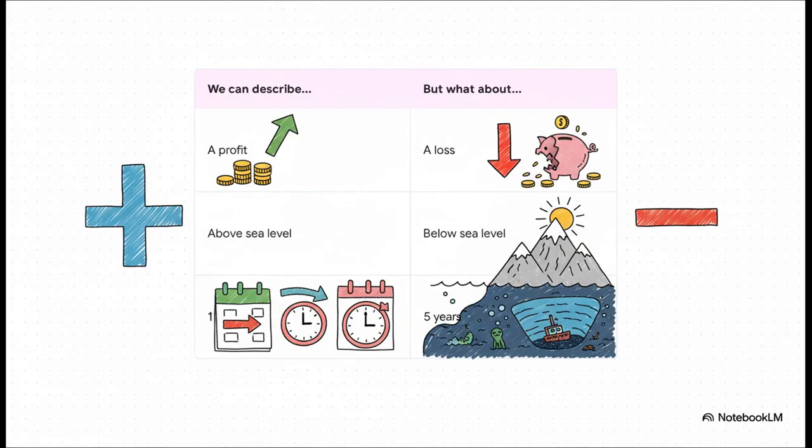And here are some perfect real-world examples. We can talk about a profit. That's a gain. But what about a loss? We can talk about being way up high above sea level, but what about being deep down below it? See, in math, we need a really simple, really clear way to show that difference. We need one symbol for the gain side of things and a totally different symbol for the loss side. And it turns out, two signs you already know are going to come in and save the day.